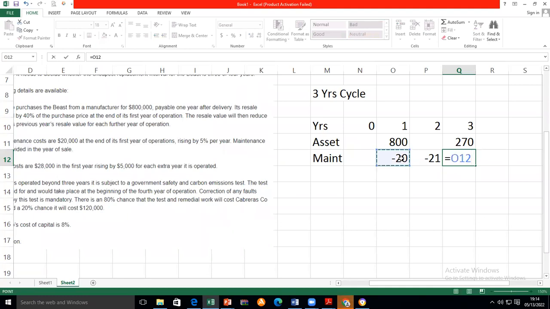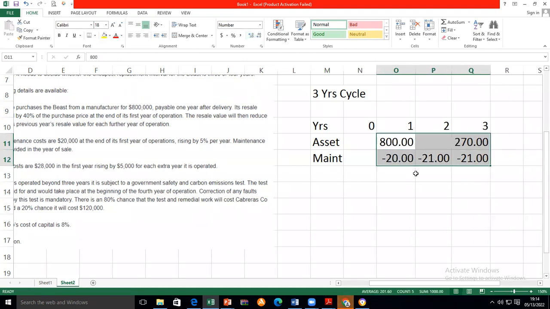Now, this is a cost, fine. Times 1.05. Okay, 21. Have I done 1.05? Okay, so the figures are, so we do this. Yeah, that's much better.